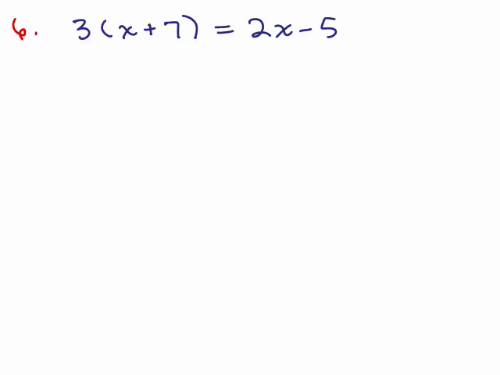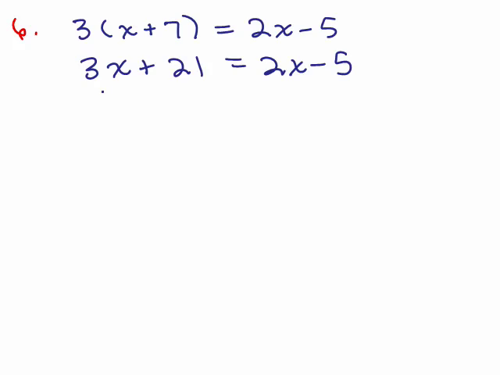Number 6. We have 3 times x plus 7 equals 2x minus 5. Before doing anything else, you need to make sure each side is simplified. And on the left-hand side, you have something in parentheses times 3, so you need to start off by doing the distributive property. So we do 3 times x, which is 3x, plus 3 times 7, which is 21, equals 2x minus 5. Right. Now that looks similar to the previous problem we just did.